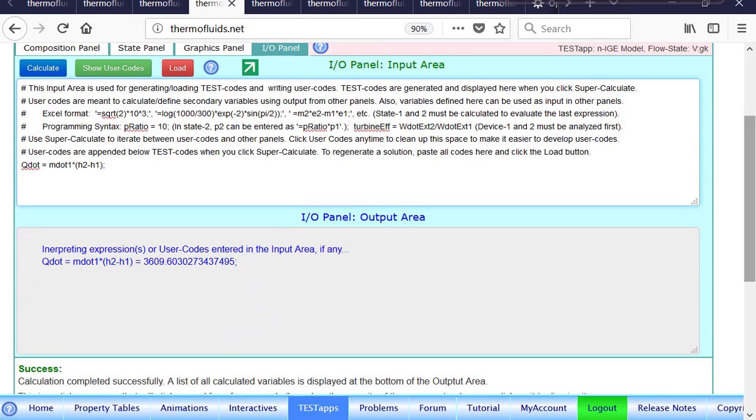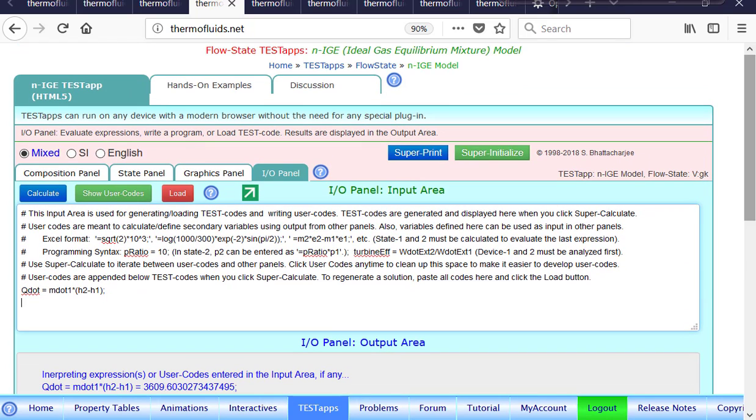The IO panel is oblivious whether there is a chemical equilibrium or anything else going on in the state panel. It picks up H2 and H1 and gives us the heat transfer. So you must be heating it. This is in SI units. About 3.6 million joules of heat might be supplied to reach this final state.